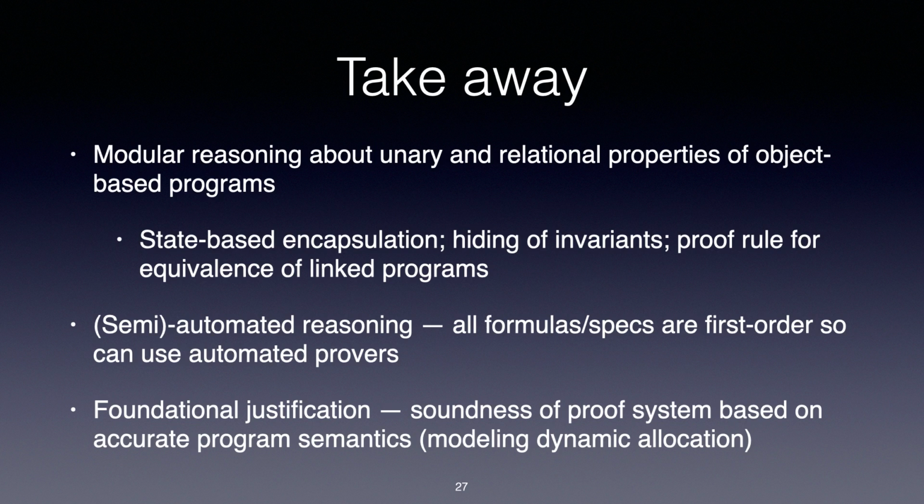What I haven't spoken about is that this formulation that I described today leads to semi-automated reasoning, because all formulas and specs in our logic are first order. So we can use automated provers to reason about correctness. And we have a foundational justification. That is, we have proven soundness of our proof system based on accurate program semantics together with a modeling of dynamic allocation.